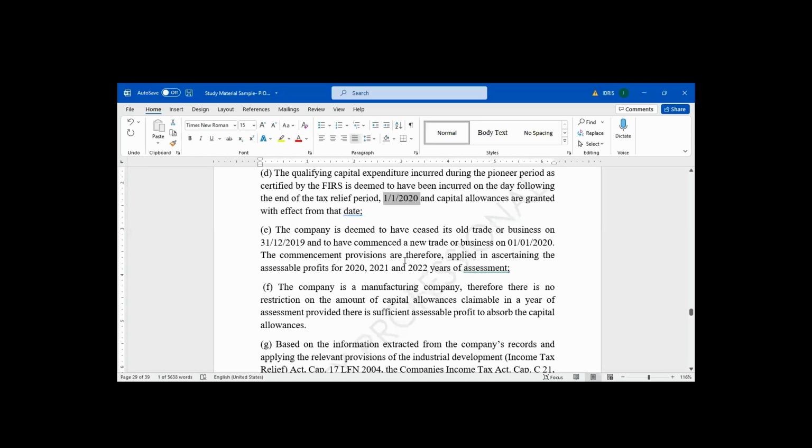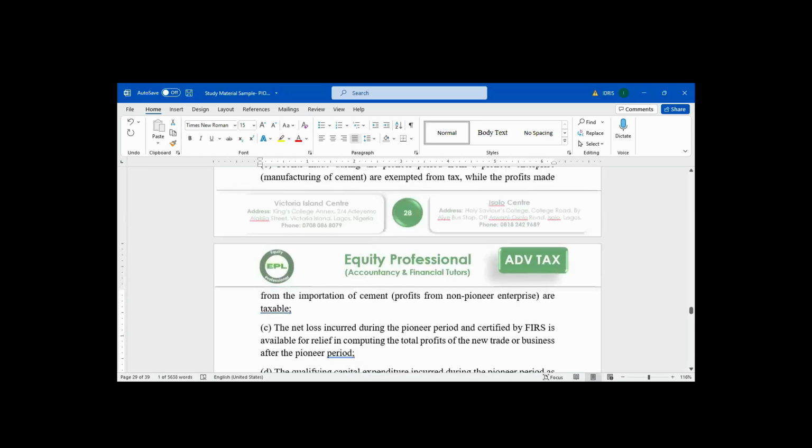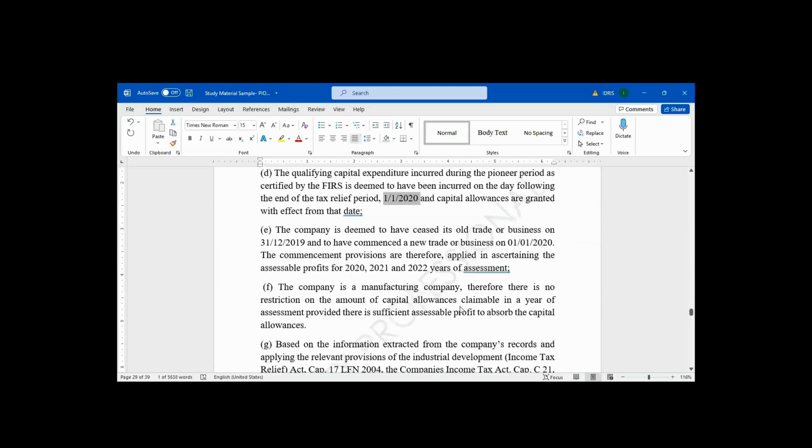We said Solid Rock Cement is a manufacturing company. Therefore, there will be no restriction of what? Capital allowance relief. There will not be restriction of capital allowance. That means they are going to claim their full capital allowance. No restriction of capital allowance will apply to this company because they are a manufacturing company. It's part of the point.